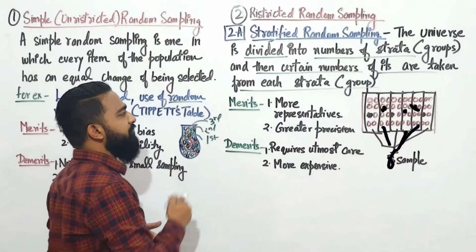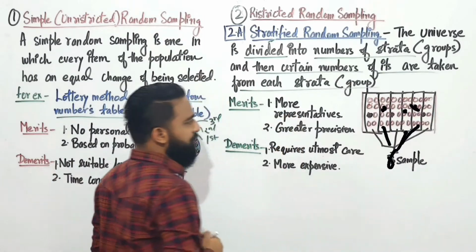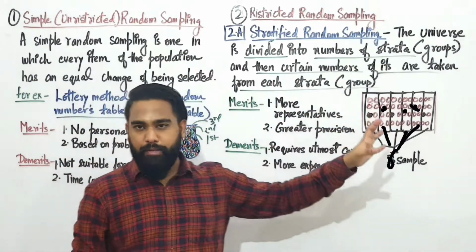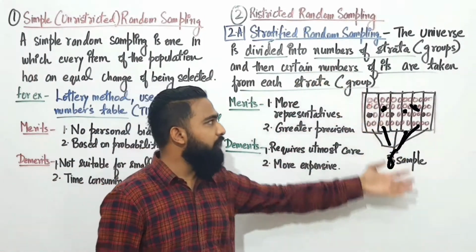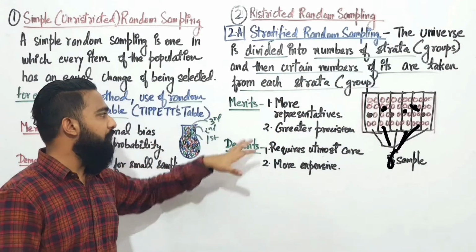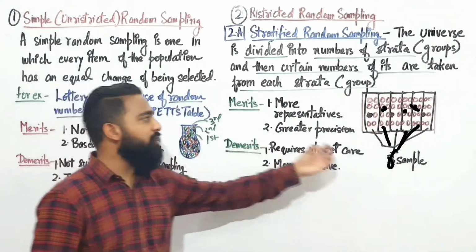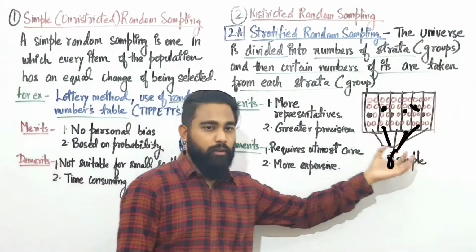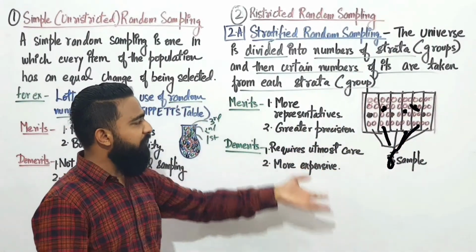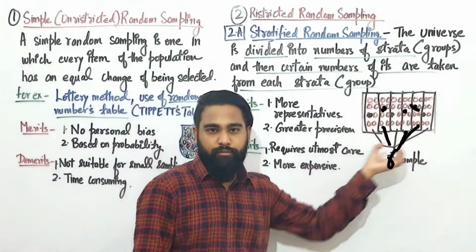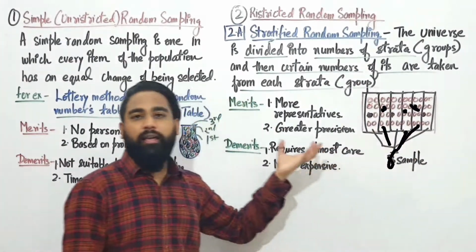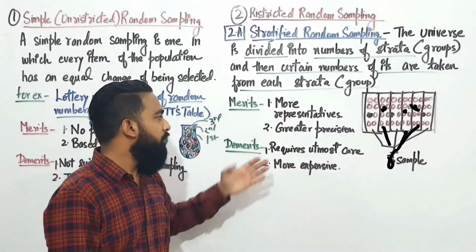So first of all, the merits: more representatives. I can select more representatives from this random sampling. And second, greater precision, because I have taken the samples by stratified random sampling, a greater variety of people can be taken.